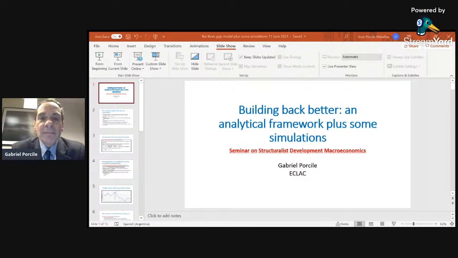The effort in this presentation is to produce an analytical framework in which the different parts of the concept of building back better can be put together and interact with each other. The idea of building back better is the idea of sustainable development, and sustainability has three dimensions.